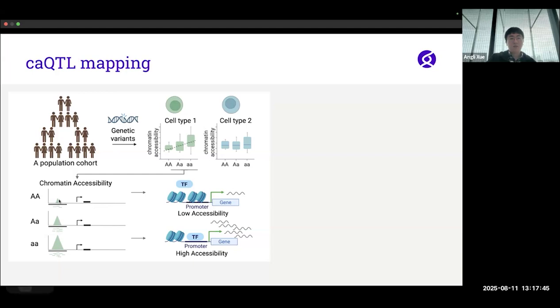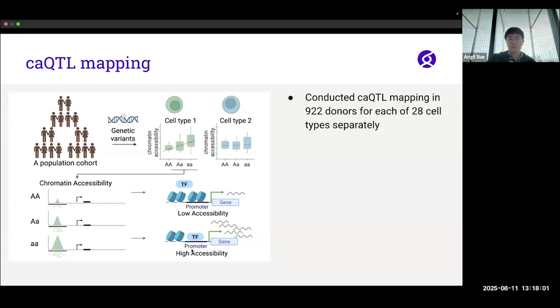And when you further look into the different genotypes, you'll find that chromatin accessibility is different. And then it can help you to link the low accessibility and high accessibility to a different functional region like a promoter, and to further understand the gene expression patterns. So in this data set, we conducted the caQTL mapping in 920 donors across 28 cell types.